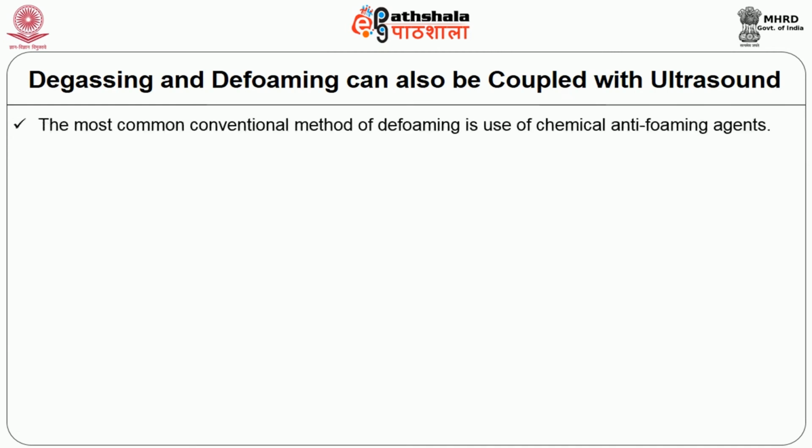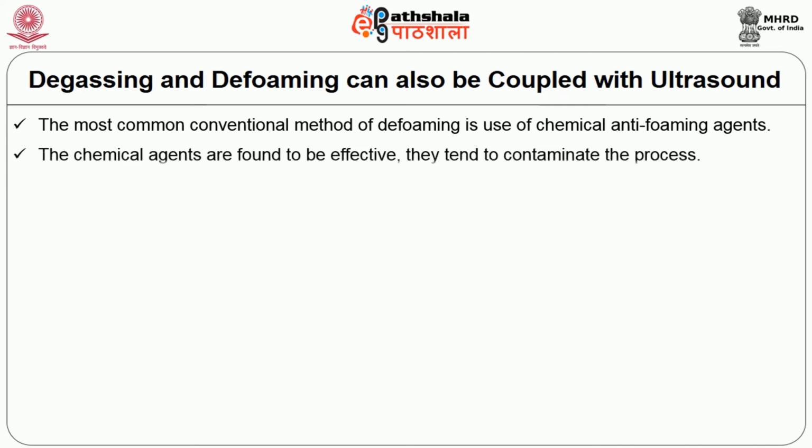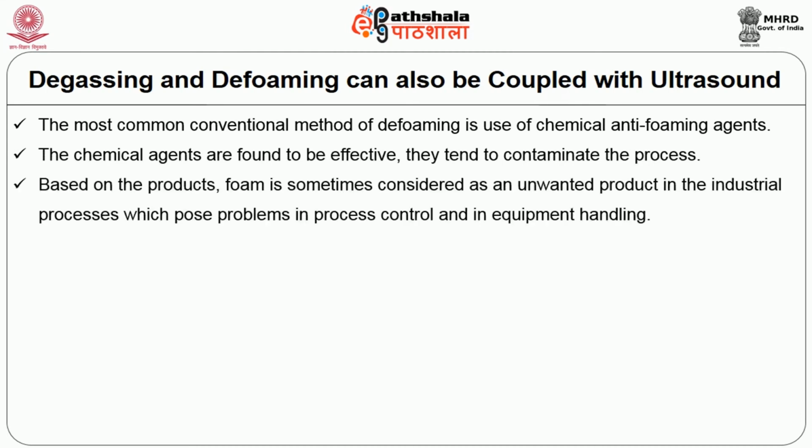The most common conventional method of defoaming is the use of chemical antifoaming agents. Though the chemical agents are found to be effective, they tend to contaminate the process. Based on the products, foam is sometimes considered as an unwanted product in the industrial process, which pose problems in process control and in equipment handling.